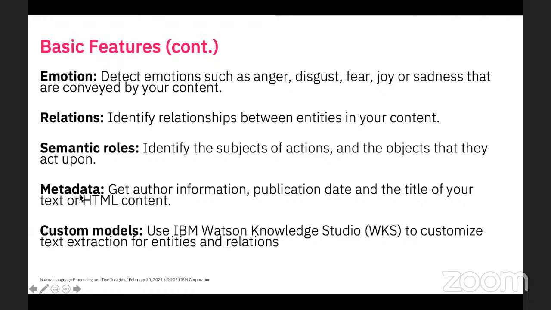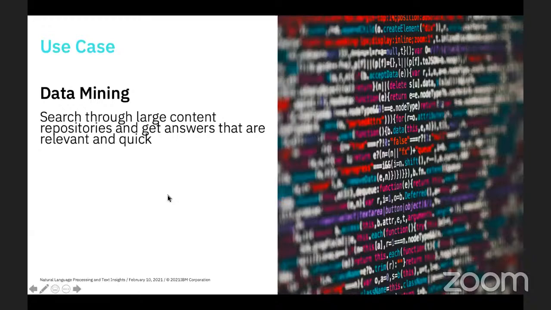Lastly, we have the metadata, which is information related to the author, publication, and the title of the text, and so on. This could be in HTML content as well. Lastly, we have the custom models, which are for the Watson Knowledge Studio to customize text extraction from entities and relations. Now, we will talk about some use cases here.